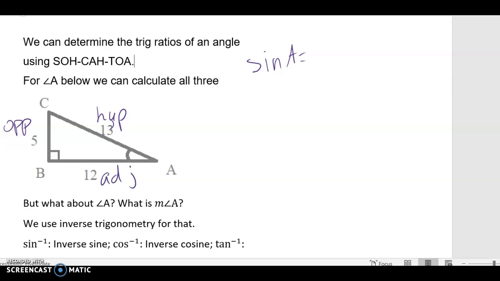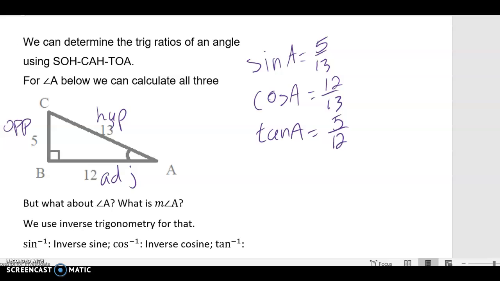So sine is opposite over hypotenuse, which would be 5 divided by 13. Cosine of angle A is adjacent over hypotenuse, which would be 12 divided by 13. And finally, the tangent of angle A is opposite over adjacent, which is 5 over 12. So these are the trigonometric ratios of angle A.